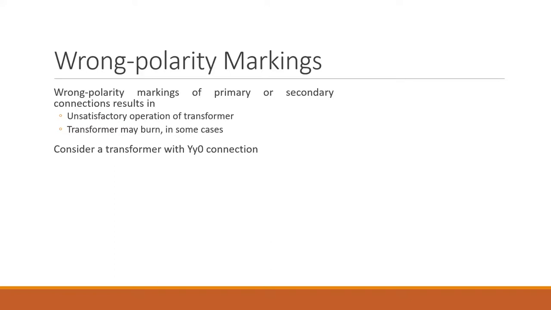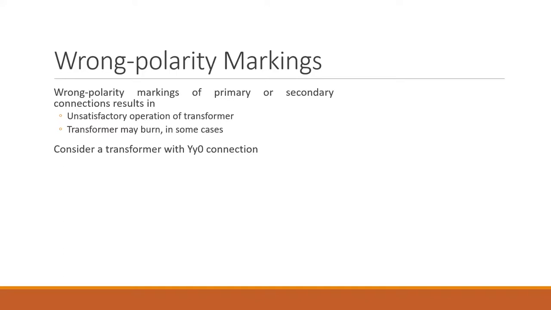Whatever is the objective that can be achieved, there will be satisfactory operation of transformer. If polarity is wrong, what would happen? Wrong polarity marking, whether it is on the primary side or on the secondary side, is going to result in unsatisfactory operation of the transformer. It means it is not going to give you the desired or expected result. The outcome will not be as expected. So first, there will be unsatisfactory operation of the transformer.